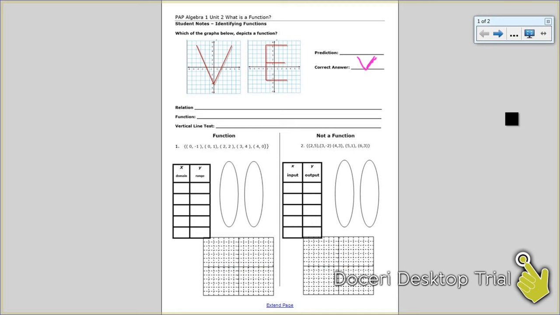So the first definition we have to deal with is this thing called a relation. A relation is just a set of ordered pairs. Like you will see down below on question number 1 and question number 2, those ordered pairs are just listed out. That's a relation. A function is a relation where each x is paired with only one y.